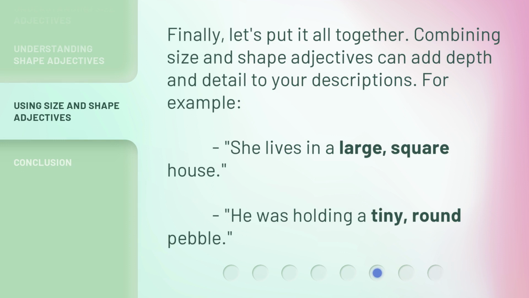Finally, let's put it all together. Combining size and shape adjectives can add depth and detail to your descriptions. For example, she lives in a large, square house. He was holding a tiny, round pebble.